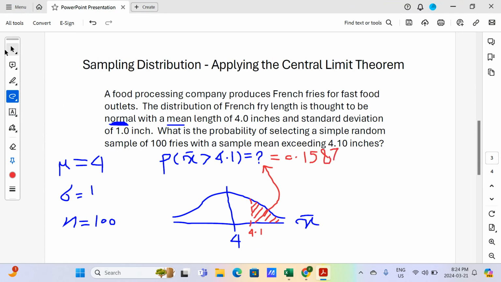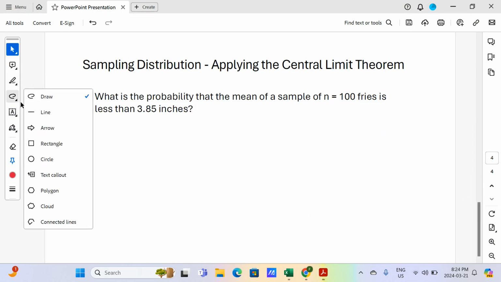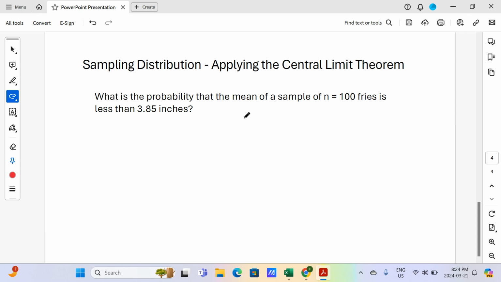Okay, now let's go to another question. The question says, what is the probability that the mean of the sample, or x bar, is less than 3.85 inches? Now I'm looking for P of x bar, the probability that the sample mean x bar is less than 3.85.